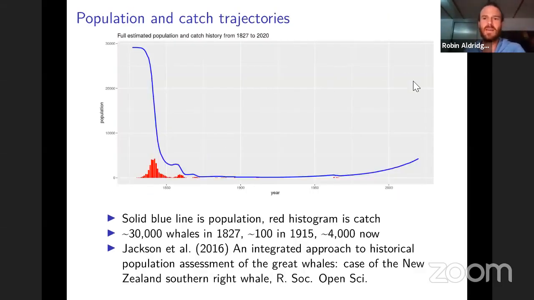So this is an estimated population and catch trajectory from Jackson et al. 2016. The blue line is the population history and the red histogram is catch. So you can see that there was serious whaling in the early 19th century that caused the population to crash from about 30,000 whales down to about 100 at the bottleneck, and it's now recovering and estimated to be about 4,000.